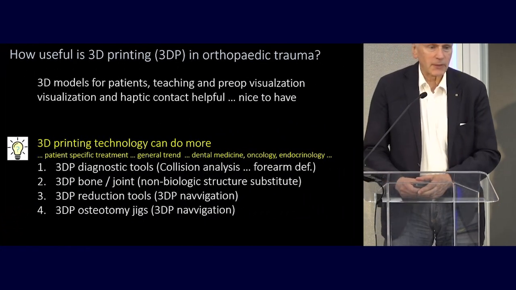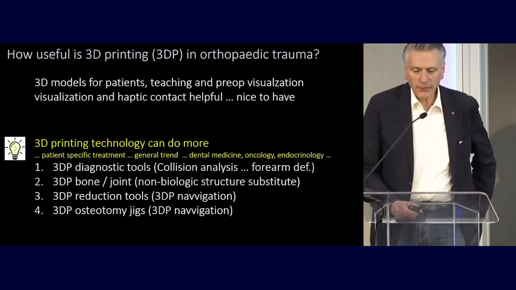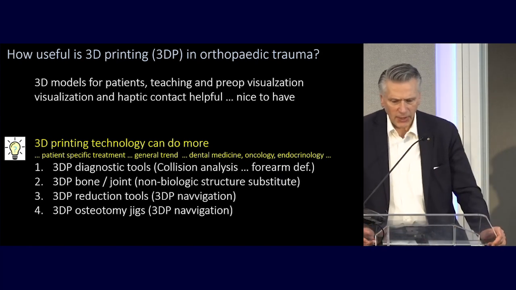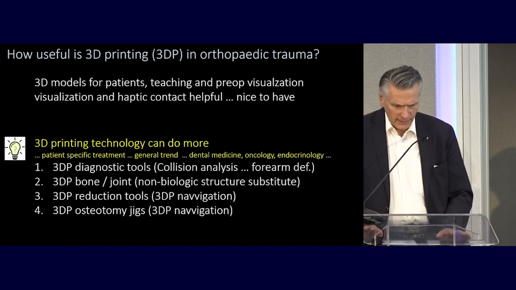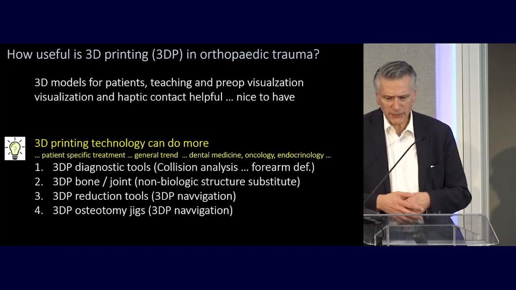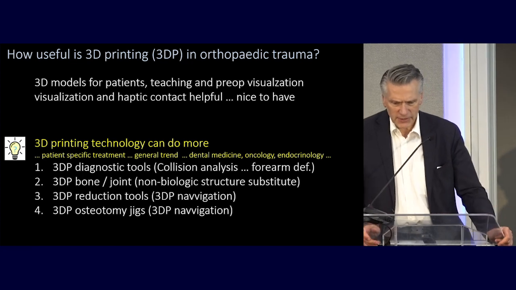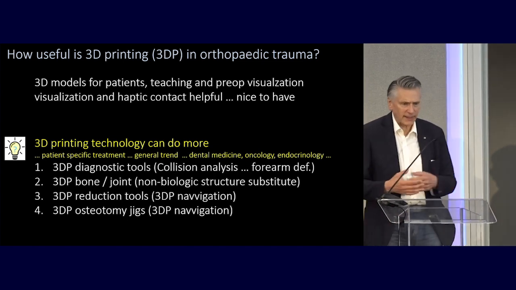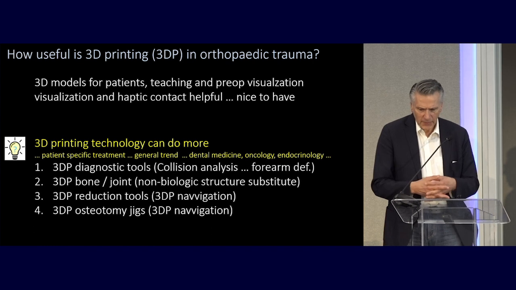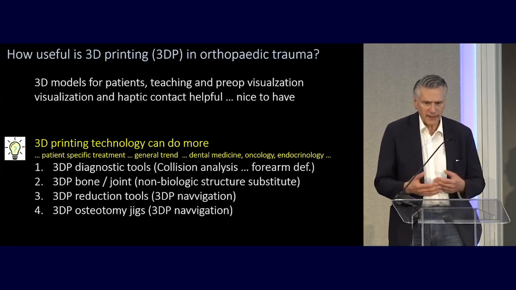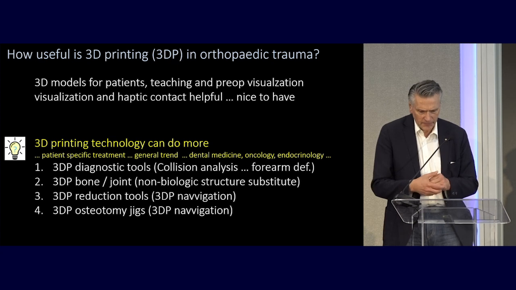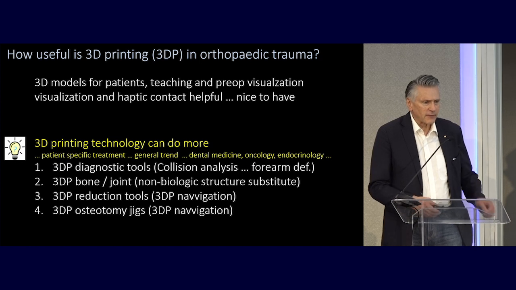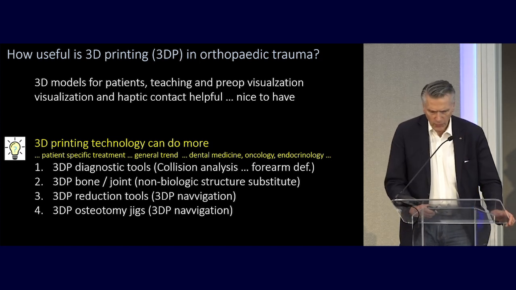Yeah, thank you for giving me the opportunity to share with you some of our thoughts on the role of 3D printing in orthopedic trauma. 3D printing in the form of 3D models for patients, for teaching, for pre-visualization has been around for a long time. It's nice to have haptic contact to see the fracture, but this is more or less nice to have and doesn't have real impact on patient outcome. But I would like to share with you 4 examples that this is going much further.